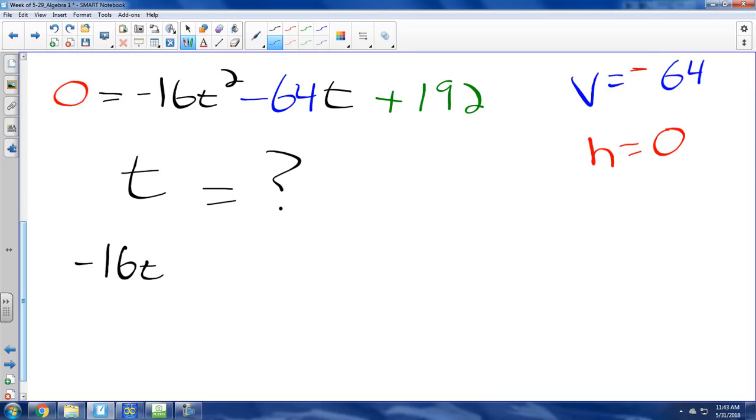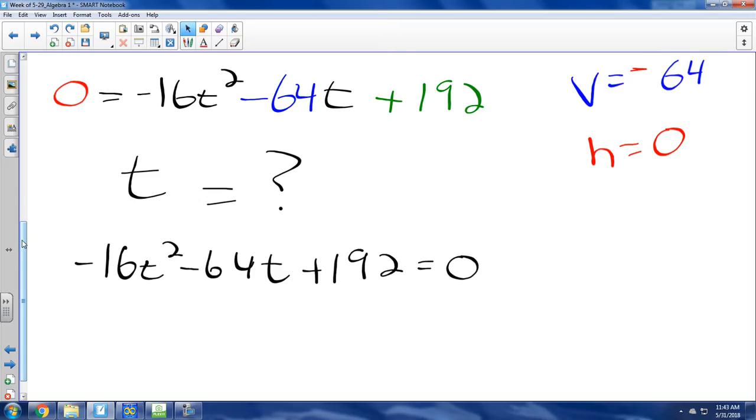Negative 16t squared minus 64t plus 192 equals 0. Now start thinking for a moment about what you would take out of this equation. What would you take out? Is there a GCF, or do we got to go straight into it? What do you think, Ryan?